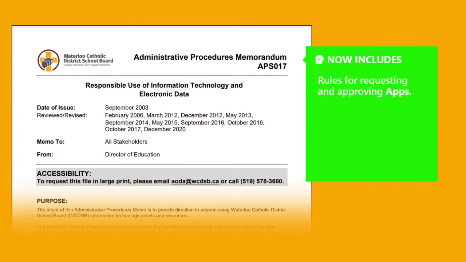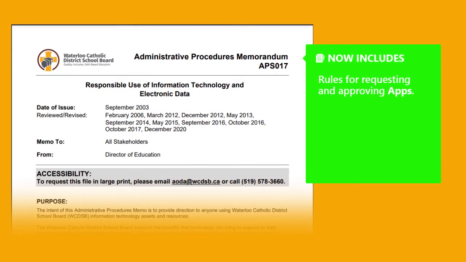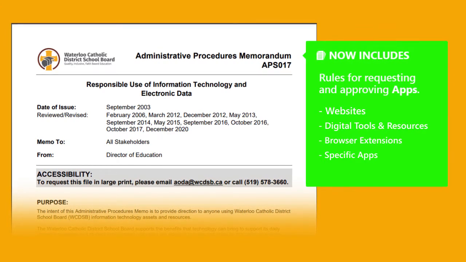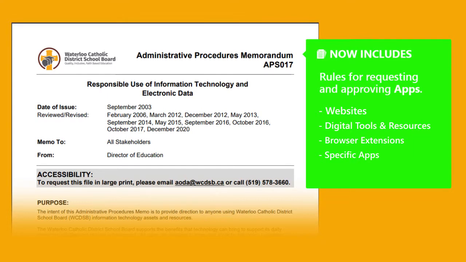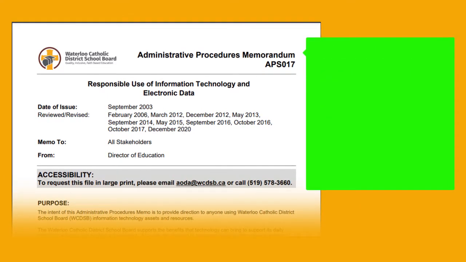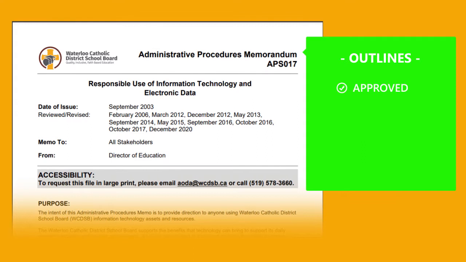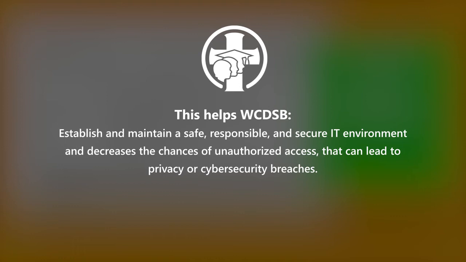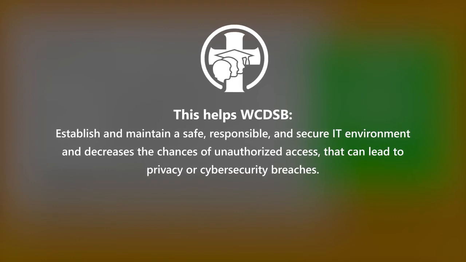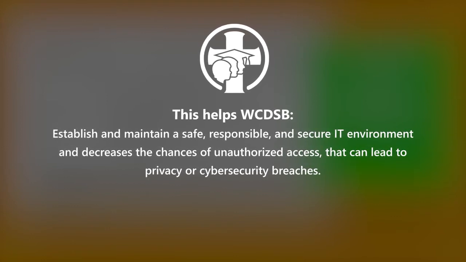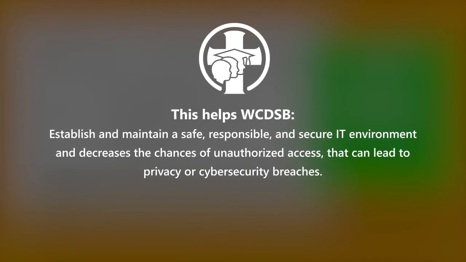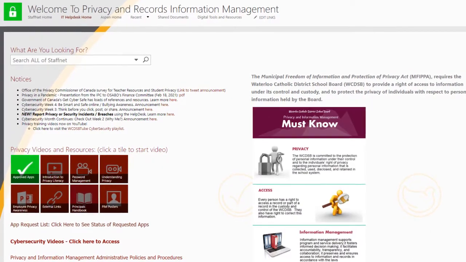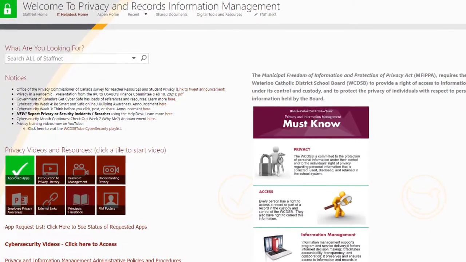APS-017 now includes the rules for requesting and approving apps. Apps include websites, digital tools and resources, browser extensions, and specific applications that you may find in, for example, an app store. APS-017 outlines what is approved, what is restricted, and what is prohibited. This helps WCDSB establish and maintain a safe, responsible, and secure IT environment, and decreases the chances of unauthorized access that can lead to privacy and cybersecurity breaches. You can find APS-017 on the Board Policies website.